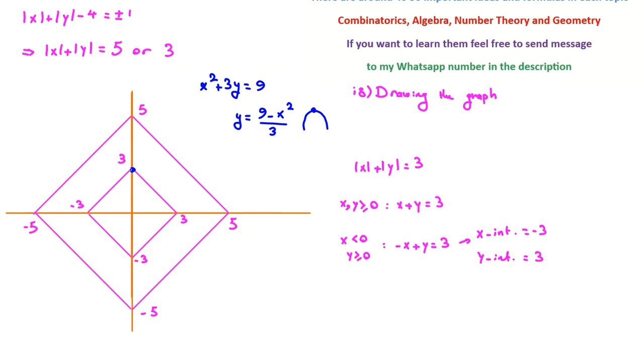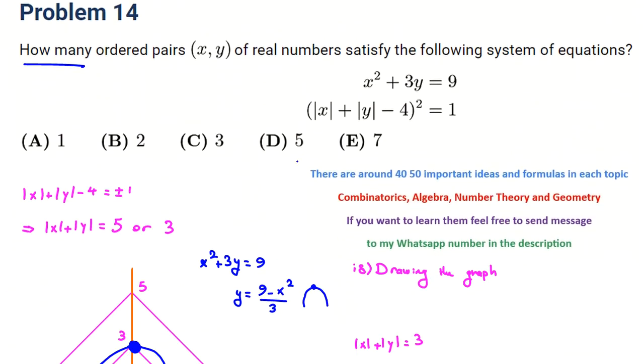So the y-intercept is when x is 0, 3. If you want to find the x-intercept, 9 minus x squared equals 0. So x squared is 9, x is plus minus 3. So it passes through these points, okay? So it will be something like this. It opens down. And how many intersections are there? 1, 2, 3, 4, 5. So the number of solutions equals 5.